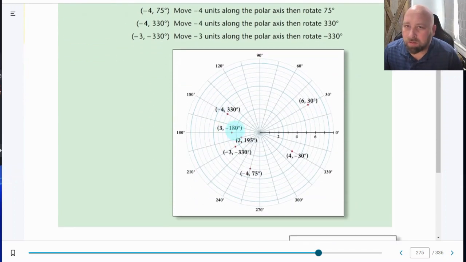All right, so we're out here on this third ring, and then we're going to rotate it in the negative direction. You got to remember, negative direction is going clockwise. So we're going to rotate it around basically 330 degrees and come all the way back around. And there's our point, negative 3, negative 330.